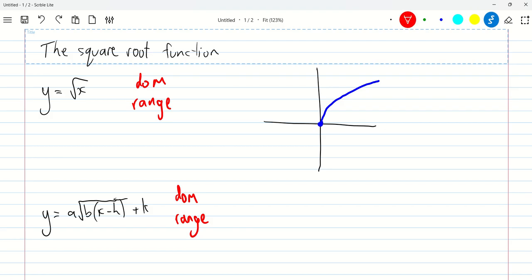Let's have a think about it. What's the domain of this function? Well, it's from 0, including 0, to infinity. Round bracket on infinity because it doesn't include infinity. It's not a number. And the range is also from 0 inclusive to infinity. Domain and range, nice and simple.